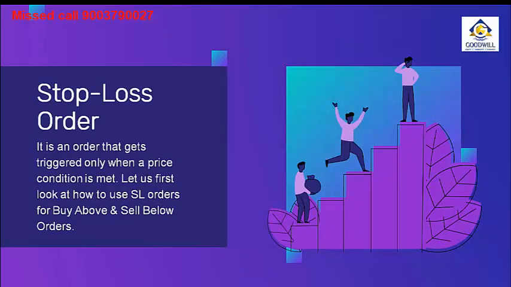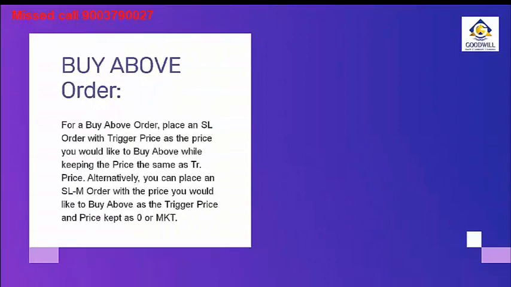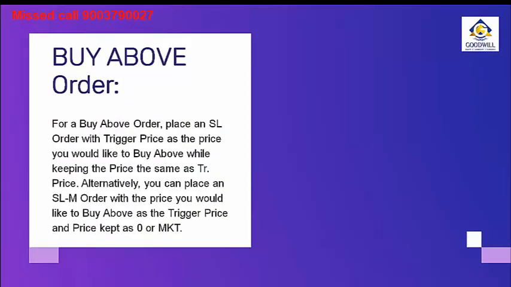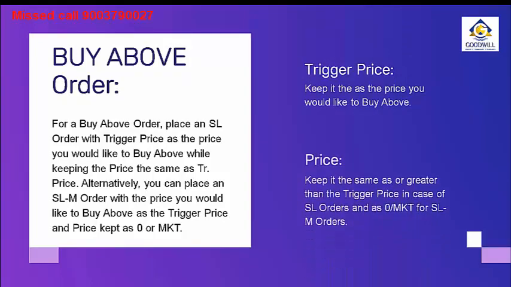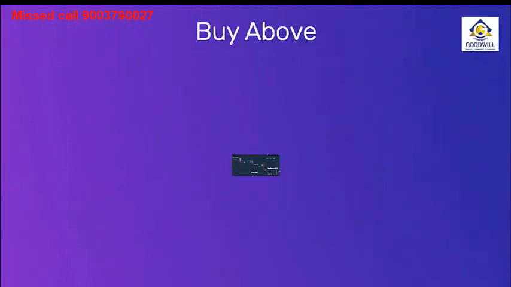For more details regarding all such features of stop loss orders, please do check out our stop loss order explanation video. So without further ado, let us check out how to use stop loss orders in order to buy above a particular price. First off, you need to set the trigger price as the price you would like to buy above. The price in case of stop loss limit orders needs to be set at a price which is greater than the trigger price, and in case of stop loss market orders, it needs to be kept as 0 or market or blank. Now we'll look at a visual representation of a buy above order.